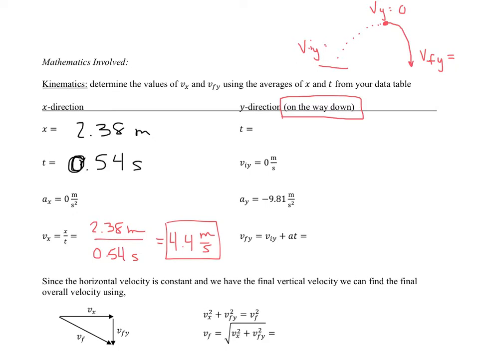What's the time in this case, Kat? It is half. Very good. So whatever your time was in the x direction, just halve it. For me, half of 54 is 27, so I'm going to put 0.27. Depending on your time in the x direction, just take half of whatever it was.